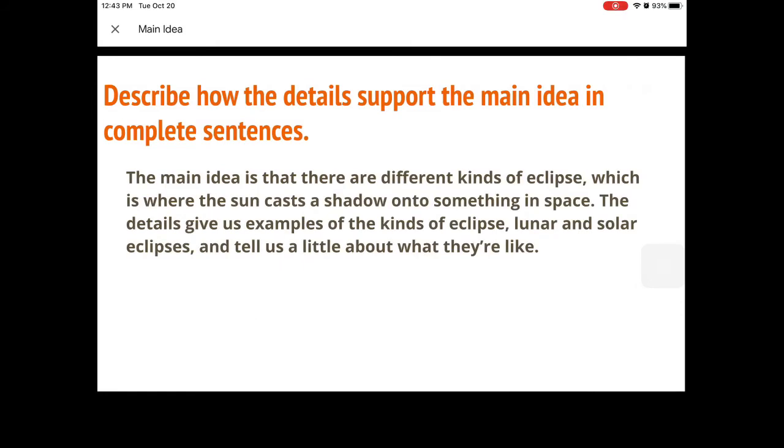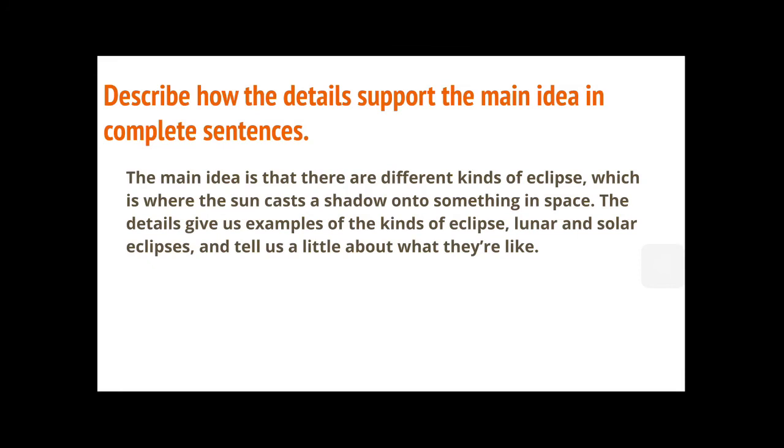Here's my idea. The main idea is that there are different kinds of eclipse, which is where the sun casts a shadow onto something in space. The details give us examples of the kinds of eclipse, lunar and solar eclipses, and tell us a little about what they're like. So I went back and I noticed that there are two different kinds of eclipses, and the details are giving me information about those kinds of eclipse.